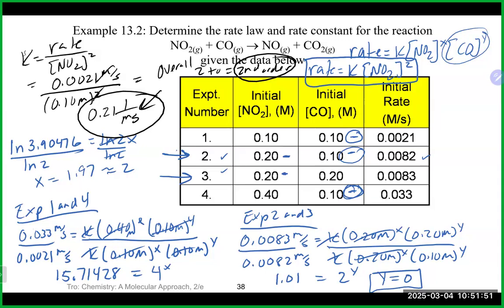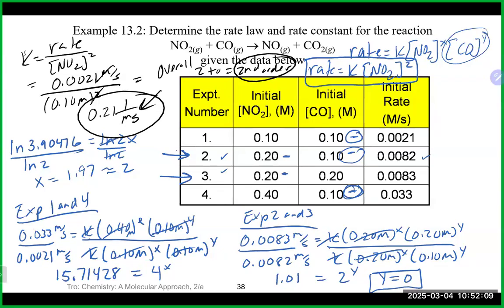To figure out the rate constant, technically speaking, you should be able to use any of them and they all should come out the same. Again, you just can't mix and match. If you choose to use the first one, you've got to use all the information for the first one. You can't pick and choose parts of each. It has to be all the information from one experiment.